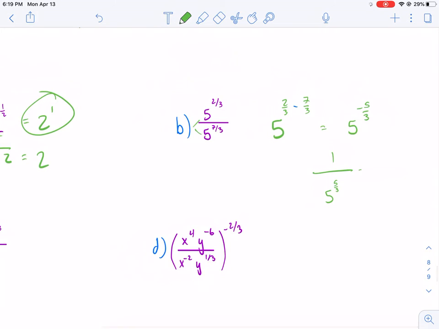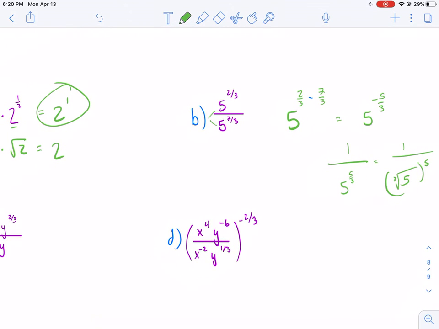And if we wanted to put it in radical form, we could do 1 over the cube root of 5 to the 5th power. I'm going to leave it like that because we're going to get a decimal for an answer.